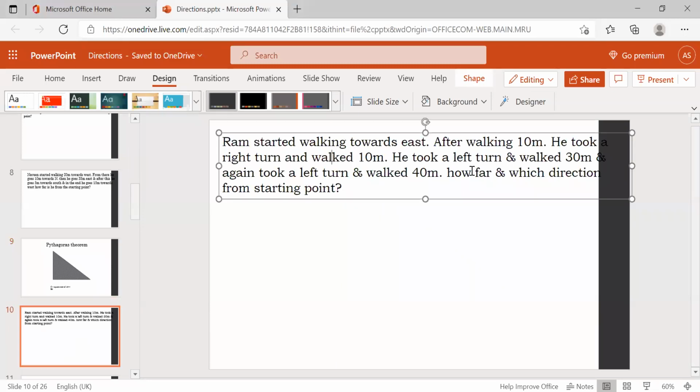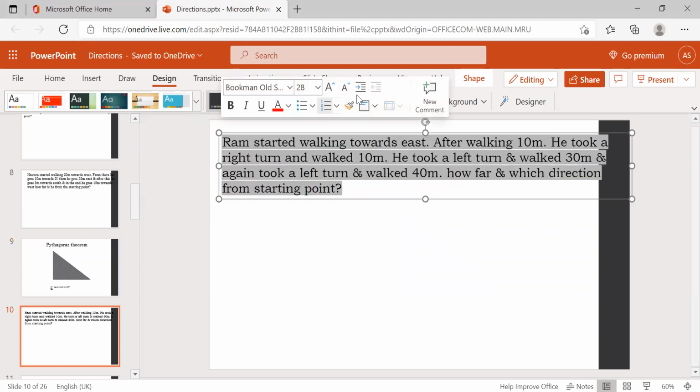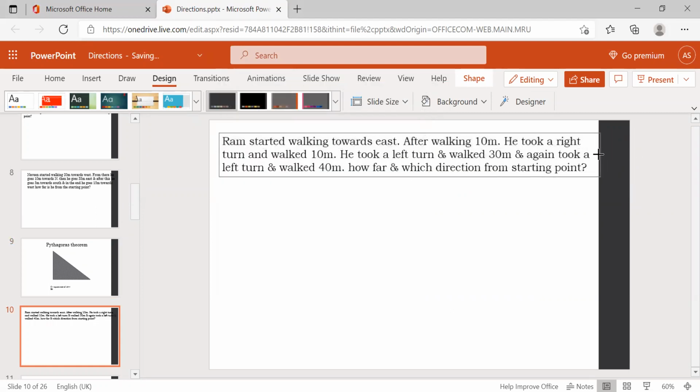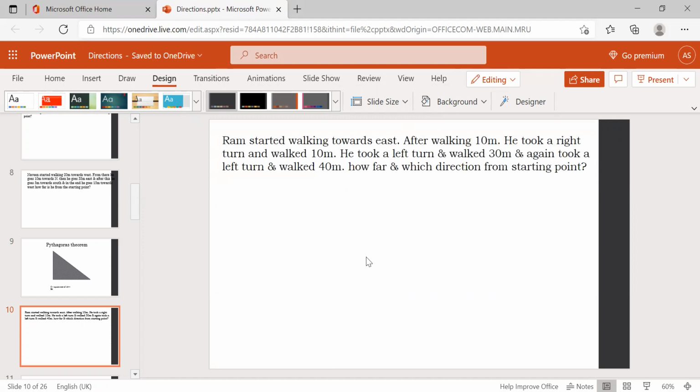Now, first one. The question is, Ram started walking towards east. After walking 10 meters, he took a right turn and walked 10 meters. He took a left turn and walked 30 meters. Again, took a left turn and walked 40 meters. How far and which direction from his starting point? They're asking the same question only, but what's the difference? If you draw the diagram for this, then people will understand what's the Pythagoras theorem, how we're applying here.